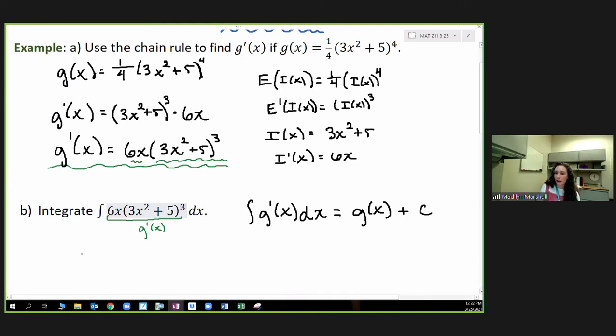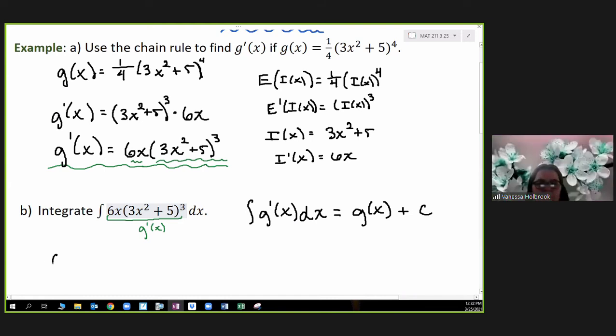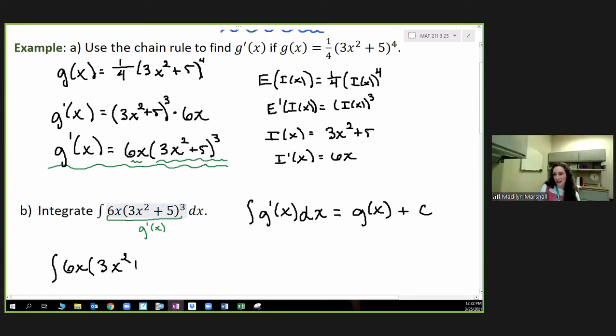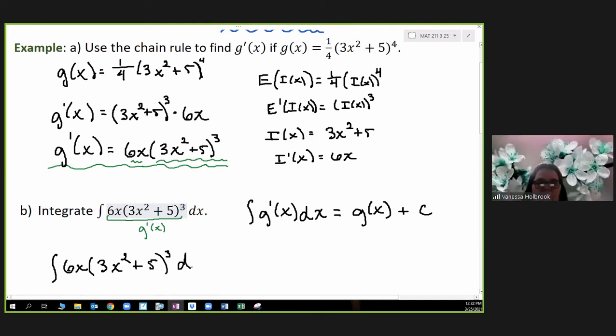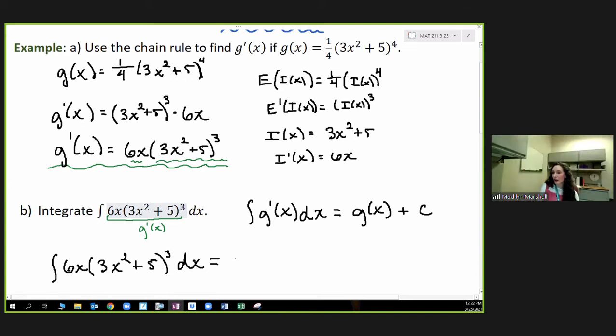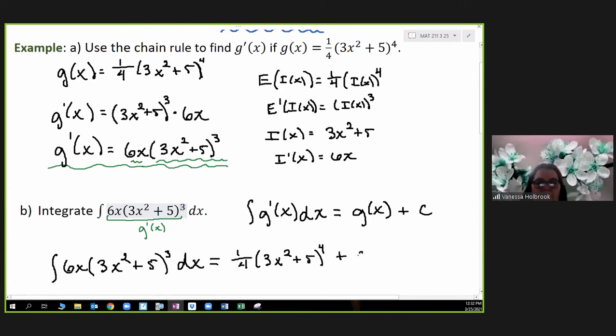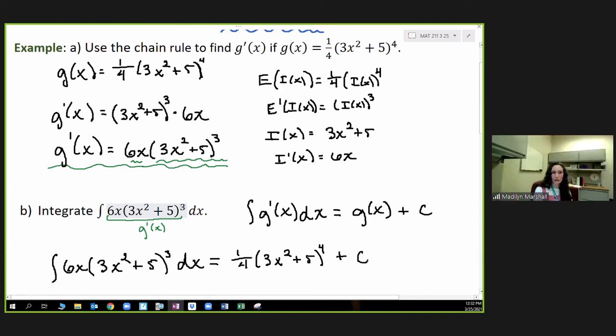So here, oh, sorry, go ahead. So does it basically go back to that 1/4, 3x squared plus 5 to the fourth? Yes. So this whole thing is going to go back to that original function, and then plus C. Plus C, yeah, that's the only difference.